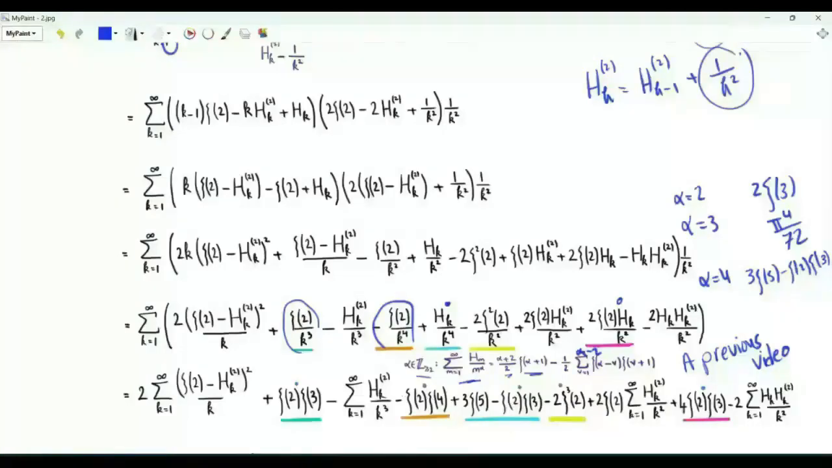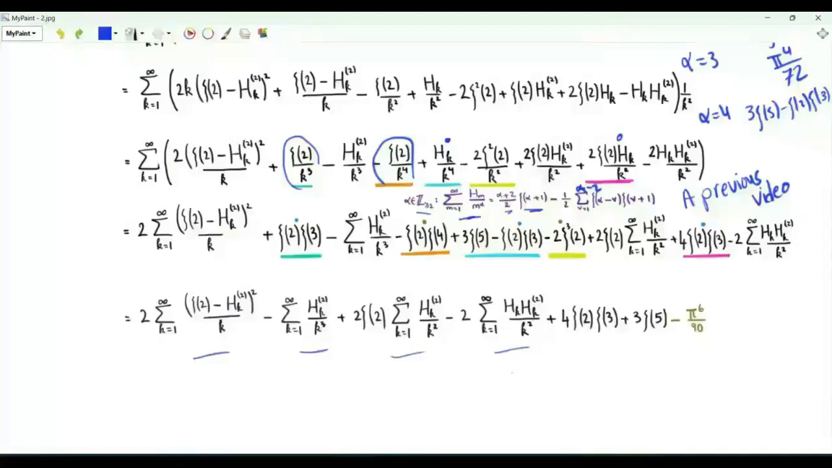Recall that zeta of 2 is pi squared over 6, zeta of 4 is pi to the power 4 over 90. We need to obtain these 4 sums. This is our first target.